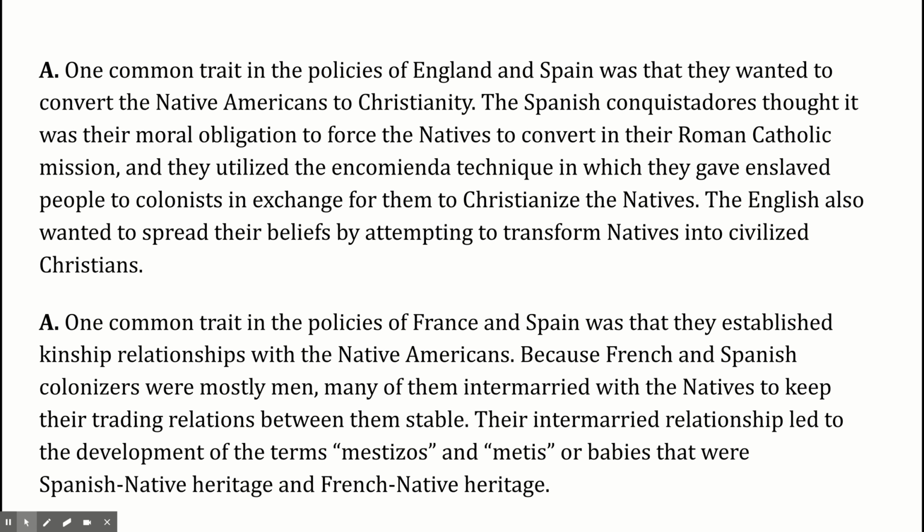Then the next one, and again, this is how you should listen, not one big paragraph. A is its own thing, then you go to B. One common trait in the policies of France and Spain was that they established kinship relationships with the Native Americans because French and Spanish colonizers were mostly men. Many of them were intermarried with the natives to keep their trade relations between them stable. That's borderline, but this really makes it strong. Their intermarried relationship led to the development of the term mestizos. So that's the part that really strengthens it.